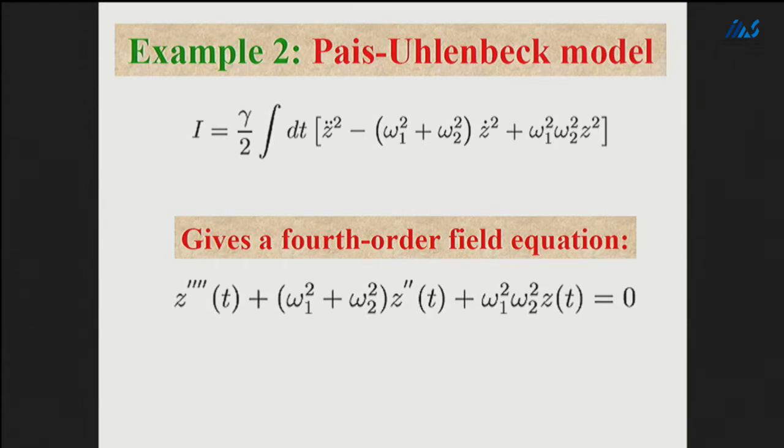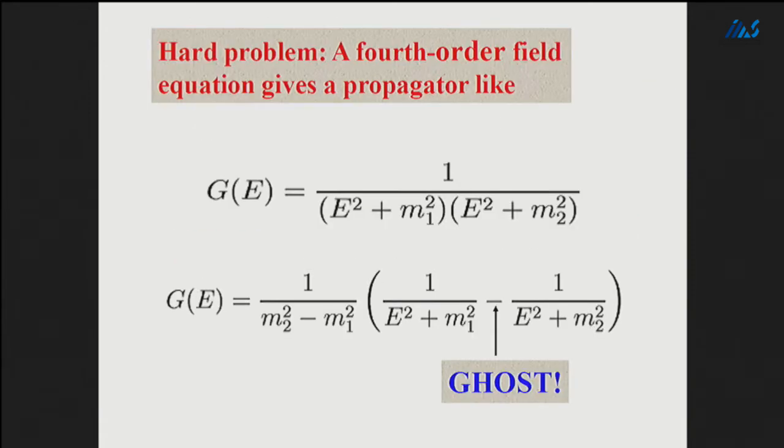Here's a second example, and this is something I worked on with Philip for a while. The Pais-Uhlenbeck model has a very serious problem. It has a fourth order field equation, okay? And when you calculate the propagator and you write it in separated partial fraction form, you see the appearance of a ghost, at least what people thought was a ghost. But there isn't a ghost.